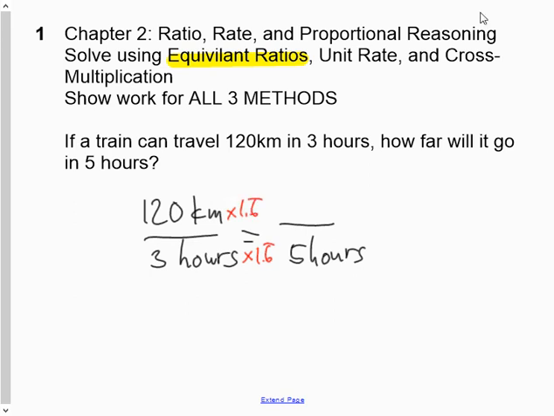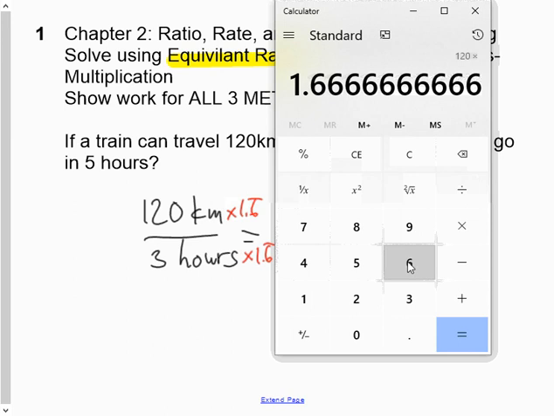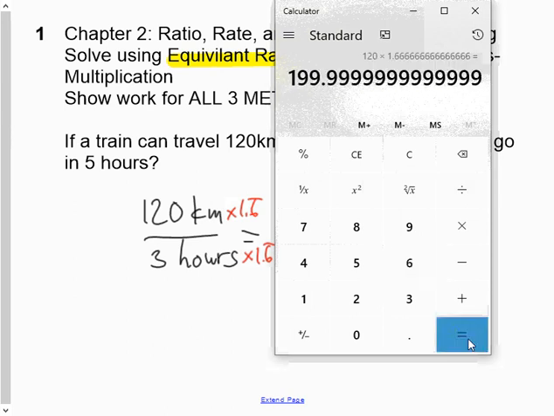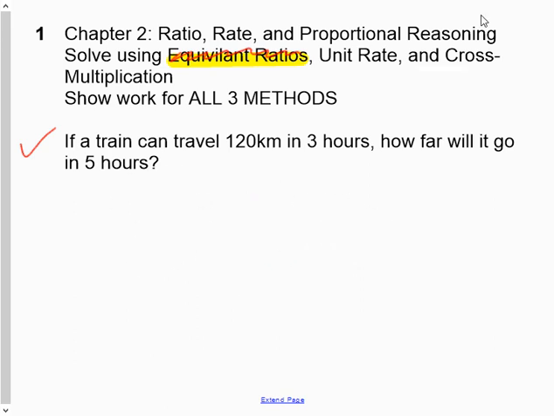The problem with that is when I take my calculator and ask it what is 120 multiplied by 1.6 repeating, I have to put this in as far as I can, and then I press equals. It doesn't tell me the answer I'm looking for. What it tells me is 199.9 repeating, but the actual answer is 200. So if we were trying to solve this question, we would not use equivalent ratios because it ends up being a repeating decimal, and it's not a very useful method for this particular question.